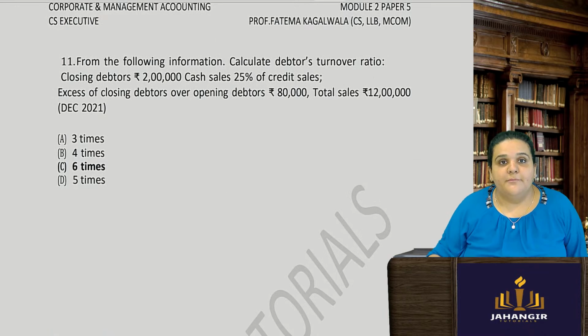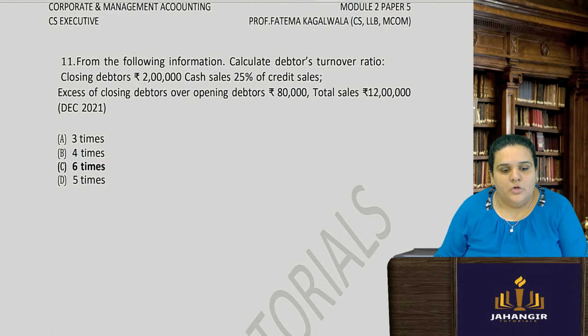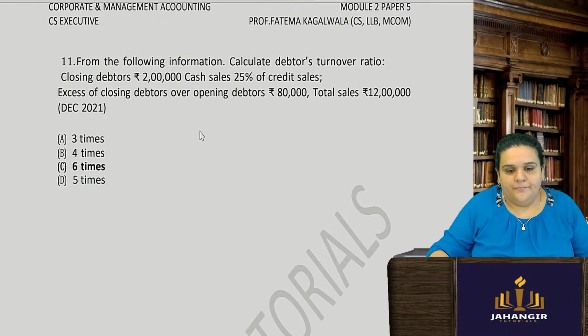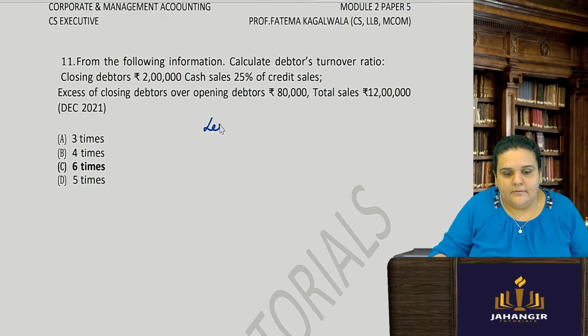From the following information, I am going to the next one. Calculate debtors turnover ratio. Closing debtors is 2 lakhs. Cash sales is 25% of the credit sales. Excess of closing debtors over the opening debtors is 80,000 and total sales is 12 lakhs. Okay, so let credit sales be X.